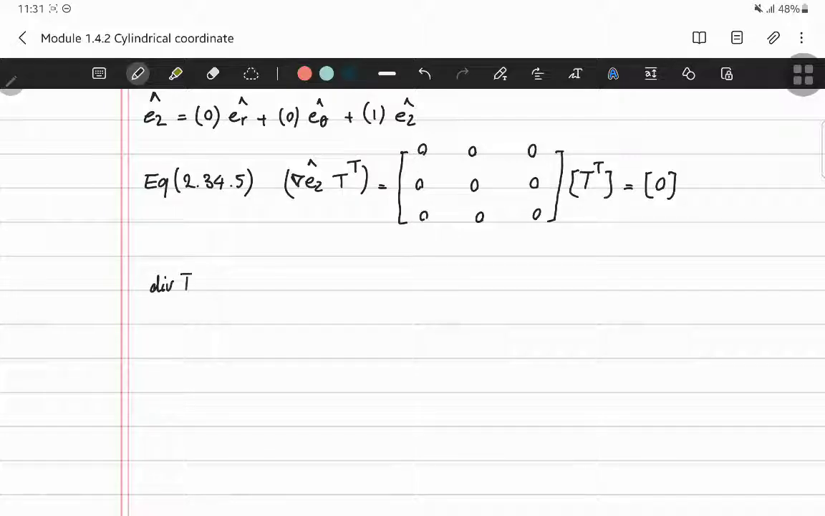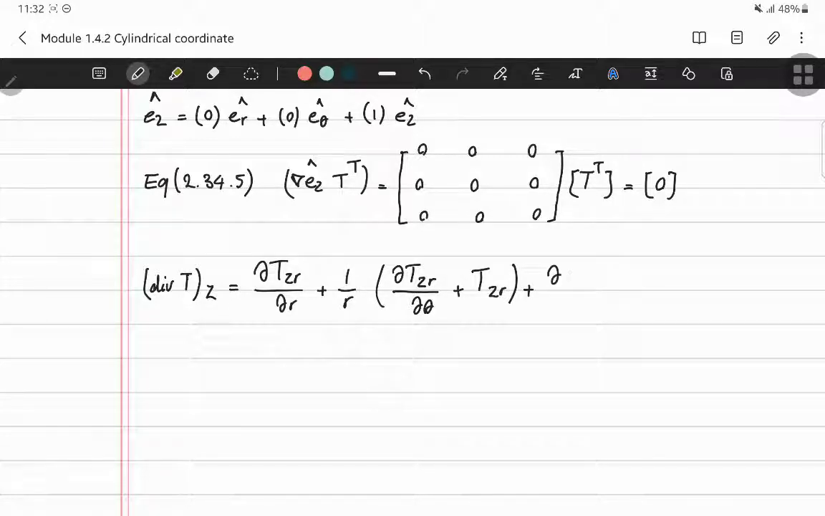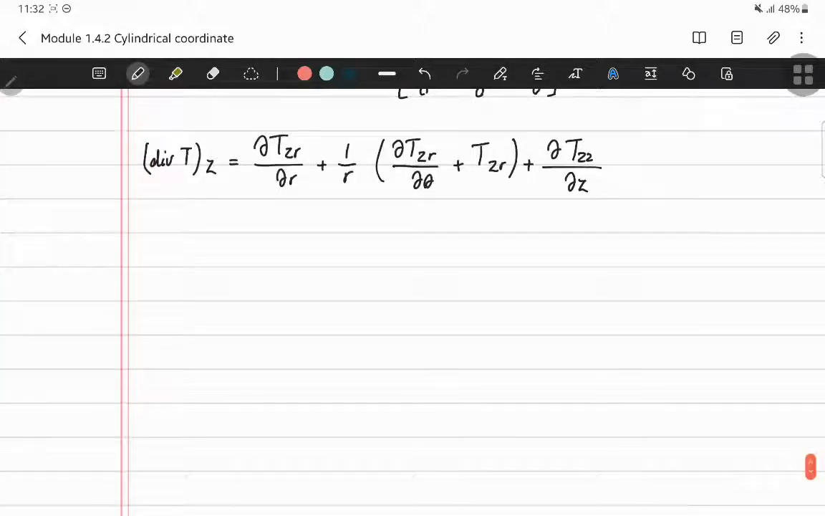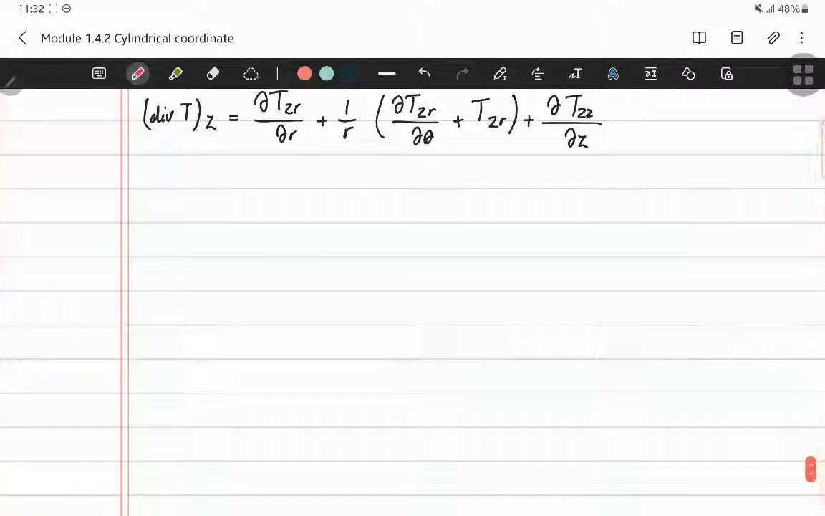So the component of the divergence of T in the z direction is the partial derivative of T_zr with respect to r plus 1 divided by r partial derivative of T_z theta with respect to theta plus T_zr plus the partial derivative of T_zz with respect to z. And it's very good to follow these steps one by one, so you also have an idea of how to proceed further, for example, with the divergence of a third order tensor. You basically have a second order tensor, and you have to find all the components one by one. So now we move to the Laplacian of a scalar field.